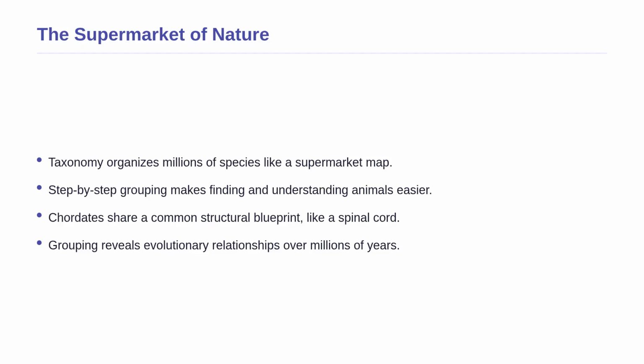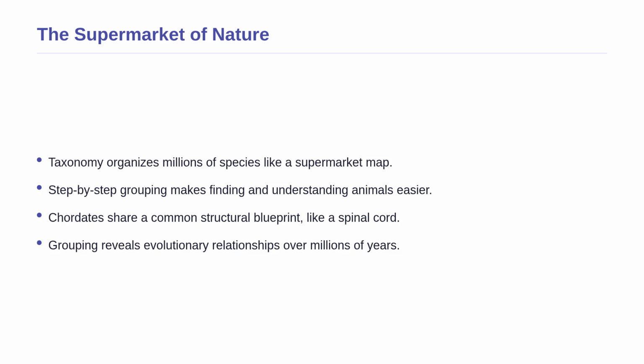To understand how we organize life, imagine walking into a massive supermarket to find a specific cereal. You do not wander randomly. You find the grocery section, then the breakfast aisle, and finally the right shelf. This is exactly why biologists use taxonomy. With millions of animal species, we need a reliable system to organize them.